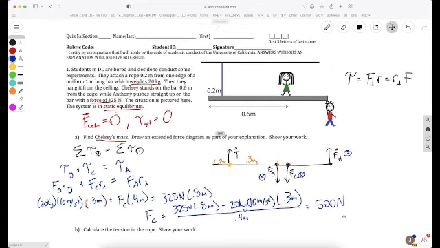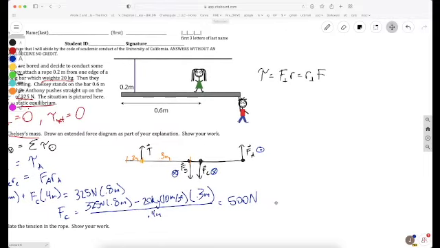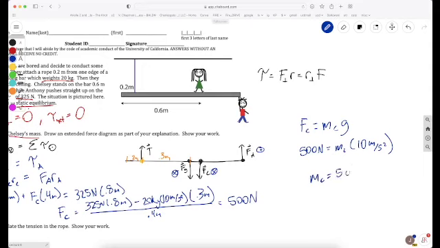Okay? And now, we don't want just the force that Chelsea applies. We're almost there, but we know that FC is equal to MC, her mass, times g. So 500 newtons is equal to her mass, the thing we want to find, times 10 meters per second squared. And if we divide by 10 meters per second squared on both sides, we find that MC is equal to 50 kilograms. And there's our answer.